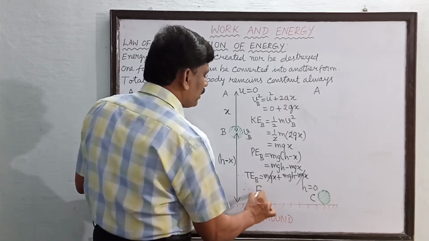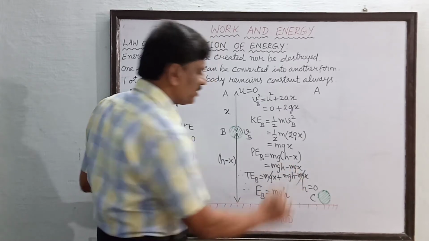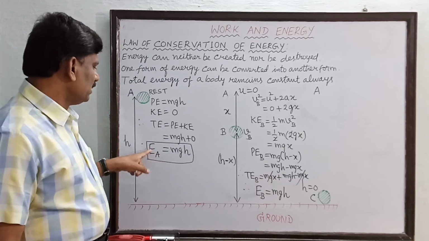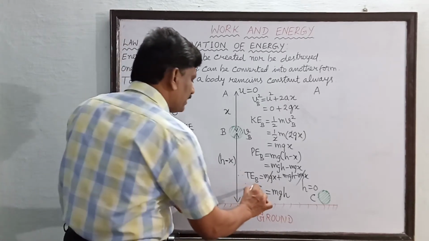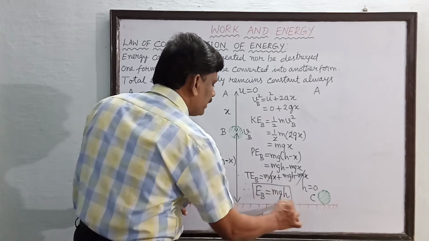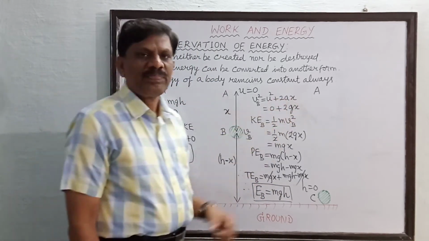Therefore, the total energy at B is equal to what? mgh. At position A also it is mgh. At B also we have shown that the total energy is equal to mgh only. Okay. Now coming to the third one.